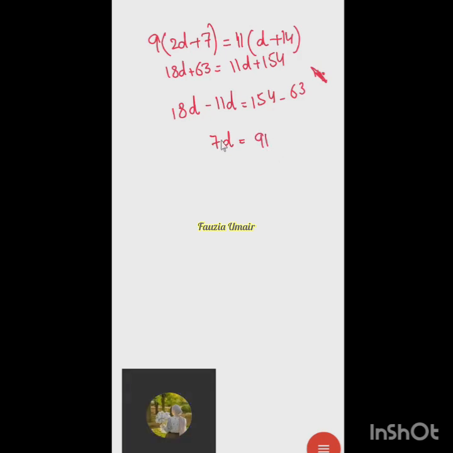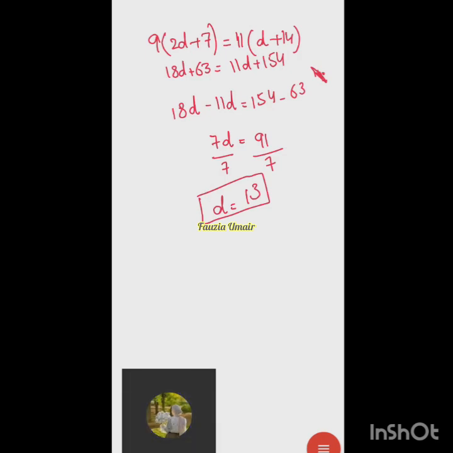ठीक है? अब क्या करना है Abrish? What to do? Divide by 7, the coefficient. That's right. Divide both sides with 7. So this 7 will be gone. D is equal to, if you divide 91 with 7, so 7 ones are 7, 7 threes are 21. So what is the value of d? It is 13.